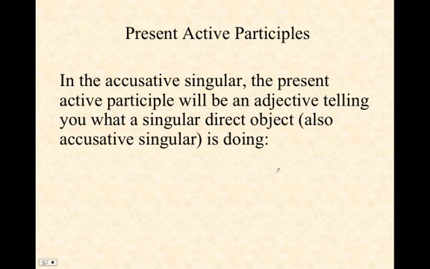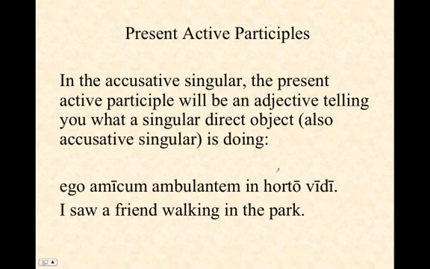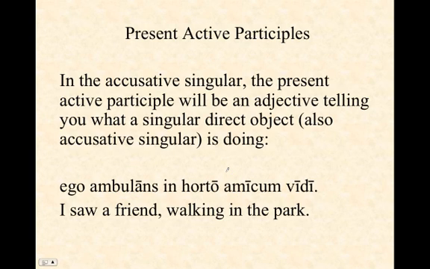In the accusative singular, the present active participle will be an adjective telling you what a singular direct object, also accusative singular, is doing. So notice in this example, ego amicum ambulantem in horto vidi. I saw a friend walking in the park. But in this example, there's no doubt but that the friend is the one doing the walking, because both of those forms are accusative. In the example we looked at earlier, in Latin, it's also unambiguous because the -ns was nominative singular, going with ego, also nominative singular.